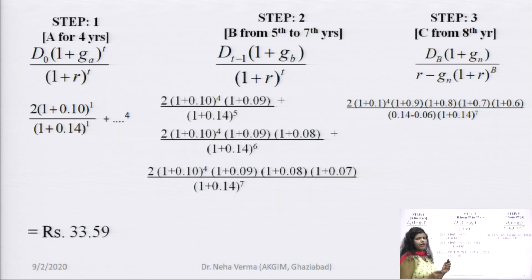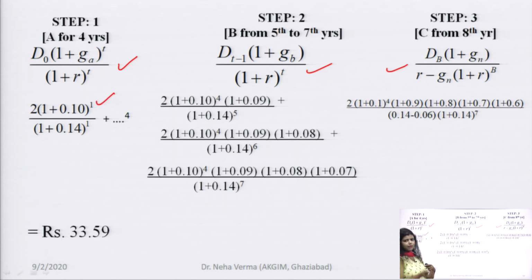Now again we will divide the whole formula into 3 parts. We will calculate the values individually and then combine them to get the final value of the equity investment. So step 1, which lasts for 4 years, is phase A, and then there are the terms for B and for C. Let's quickly go through how it is solved. For step 1, phase A for 4 years, we put the values in the formula and calculate for the entire 4 years of stage 1. So this is 2 times 1 plus 0.1 to the power 1, divided by 1 plus 0.14 to the power 1. This is for 1 year.